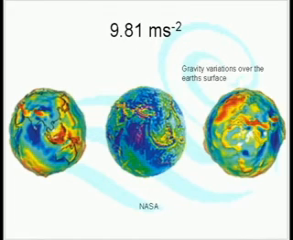We take gravity to be 9.81 meters per second squared, and we say that it's constant throughout the Earth. In actual fact, it's not constant throughout the Earth.